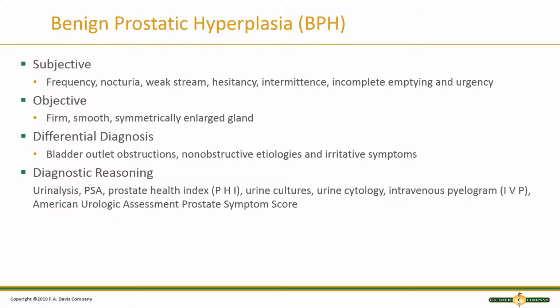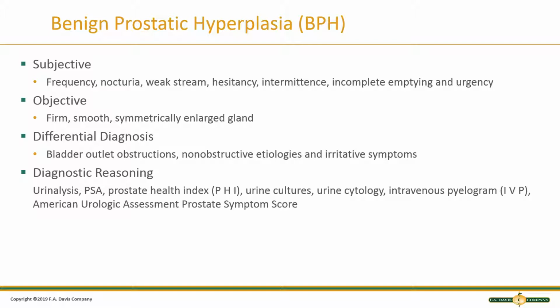BPH, or nodular hyperplasia of the prostate, is one of the most common benign conditions for men over 40. Patients can present with the following subjective symptoms, such as frequency, nocturia, weak stream, hesitancy, intermittence, incomplete emptying, and urgency. The severity of symptoms can be scored with the American Urological Symptom Score Index. A score of greater than 7 usually requires more workup. You can refer to page 750 in your textbook, table 49.1.